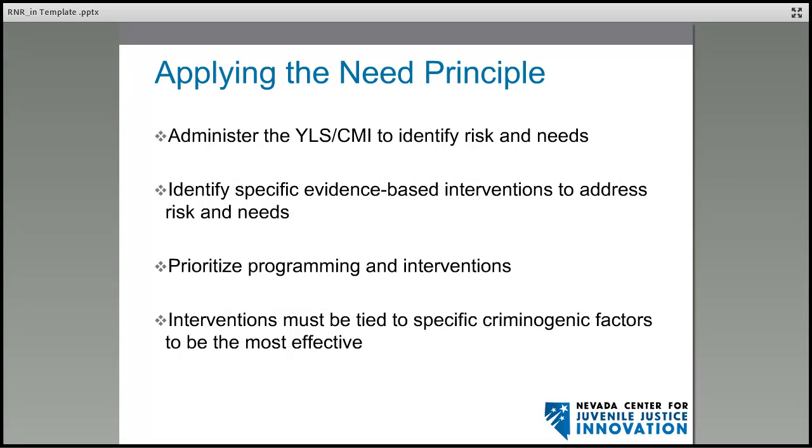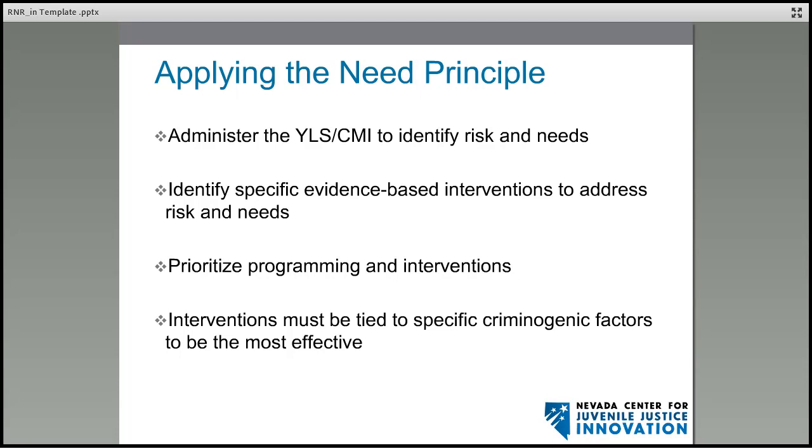To apply the need principle, youth must first be assessed using a validated risk need assessment tool such as the YLS. You may notice that the domains of the YLS are aligned with the central 8 risk factors. Several indicators within each domain help determine the extent to which that risk factor may be a problem area for the youth. Once identified, the risk and need factors, as well as specific evidence-based interventions to address them, should become the focus of the youth case plan.